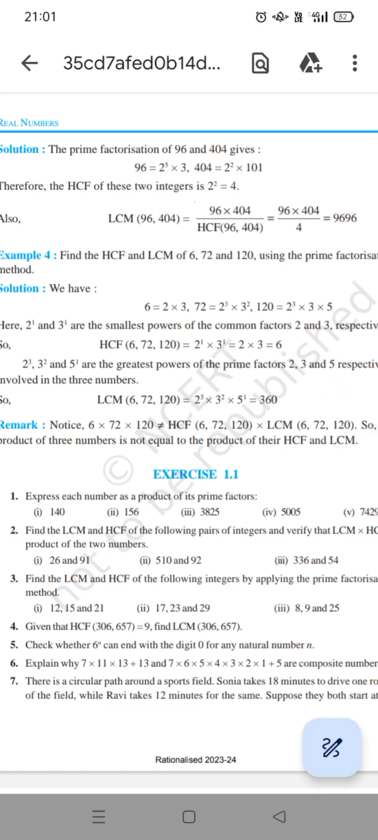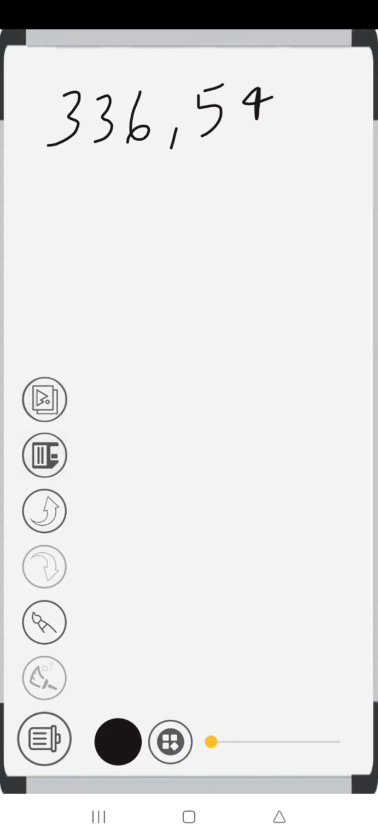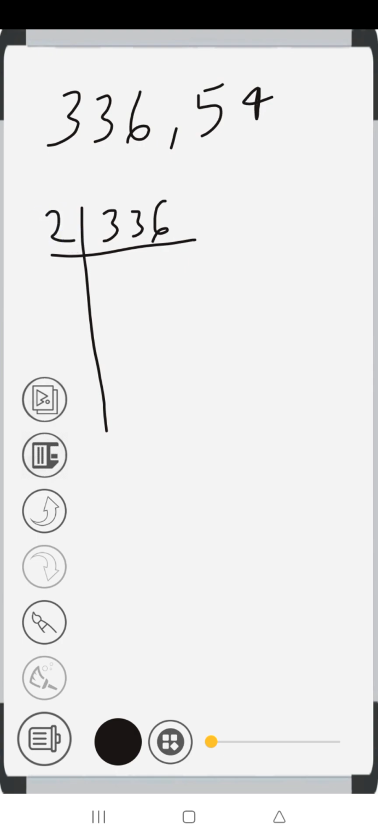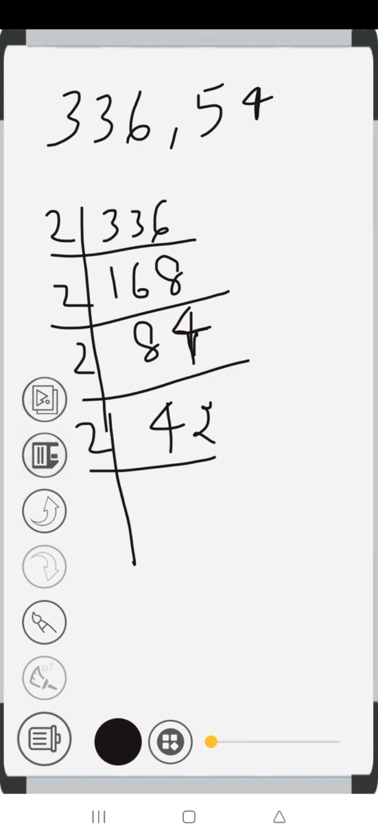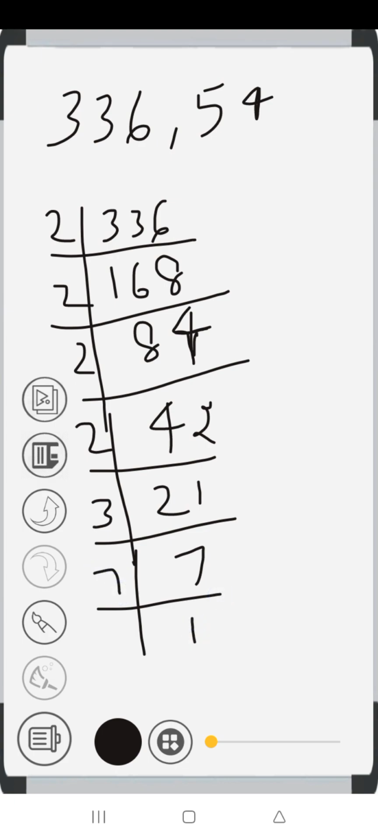The third part is 336 and 54. So 336 and 54, third part. So 336, when we divide it by 2, we get 168. Again when we divide it by 2, 2 8s are 16 and 2 4s are 8, 4. And again when we divide it, we get 2 4s are, 2 2s are. Again when we divide, we get 2 2s are and 2 1s are. And then 3, we get 7 and 1.